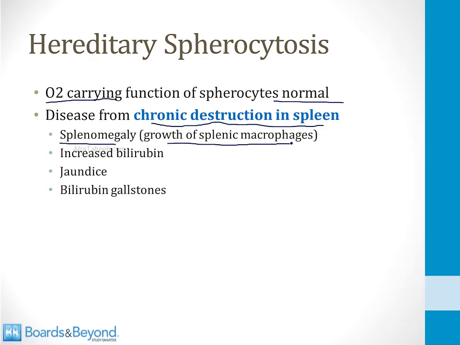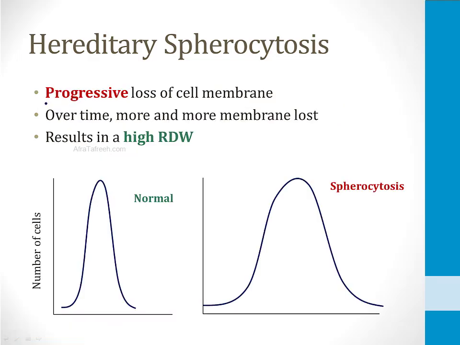There's growth of the splenic macrophages. They will have all the classic findings of hemolysis: increased bilirubin, jaundice, and bilirubin gallstones as well. As the red cells of these patients circulate through the vasculature, there is progressive loss of the cell membrane. In other words, over time, more and more of the membrane is lost. This results in a high RDW.